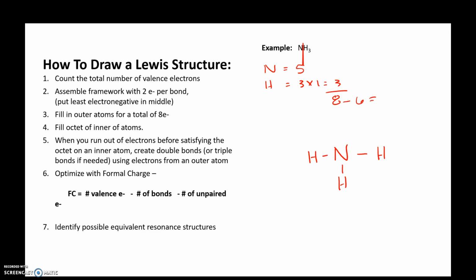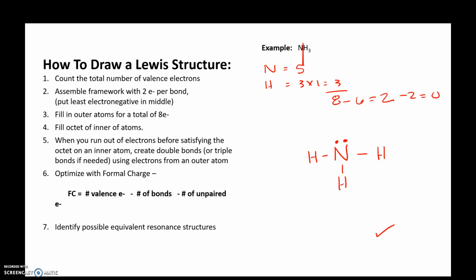I'm going to subtract off. I have used 6 electrons. I have 2 left. And hydrogen can only have 2 electrons. Hydrogen and helium are the only elements that do not require 8, or they are 2 of the ones that are exceptions. So I'm going to put my 2 remaining electrons on nitrogen, and now nitrogen has an octet. 2, 4, 6, 8. So this is a good Lewis structure.